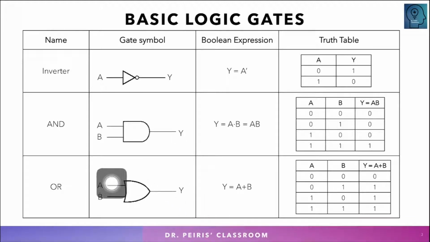And for the OR gate, this is the logic symbol, and the plus operator denotes the OR operation between the inputs A and B. Again it's the same 4 combinations for the inputs, and the output column has 3 ones. So how do we remember this? If at least one input is 1, the output is 1. So if both are 1, again the output is 1.